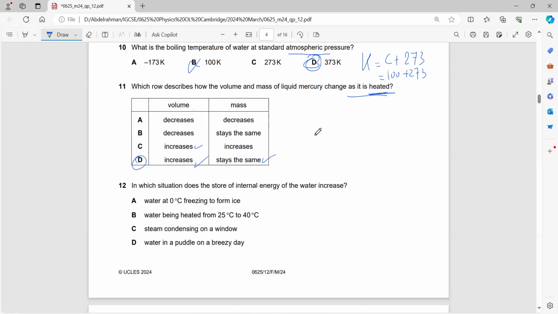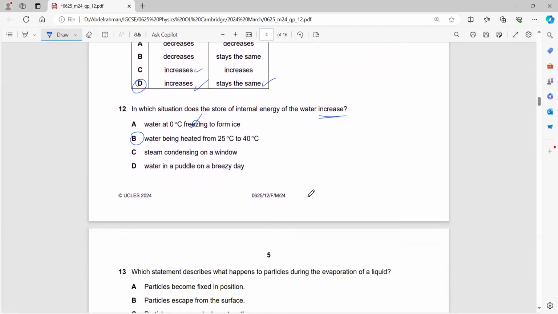In which situation does the store of energy of the water increase? How can I increase the store of energy? Freezing? No. Being heated? Yes. When you heat up the water, the store of energy, the internal energy, increases.